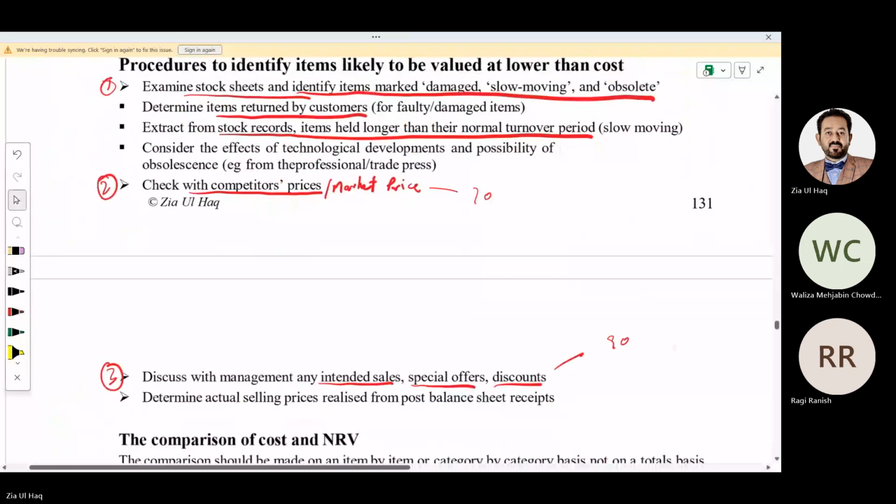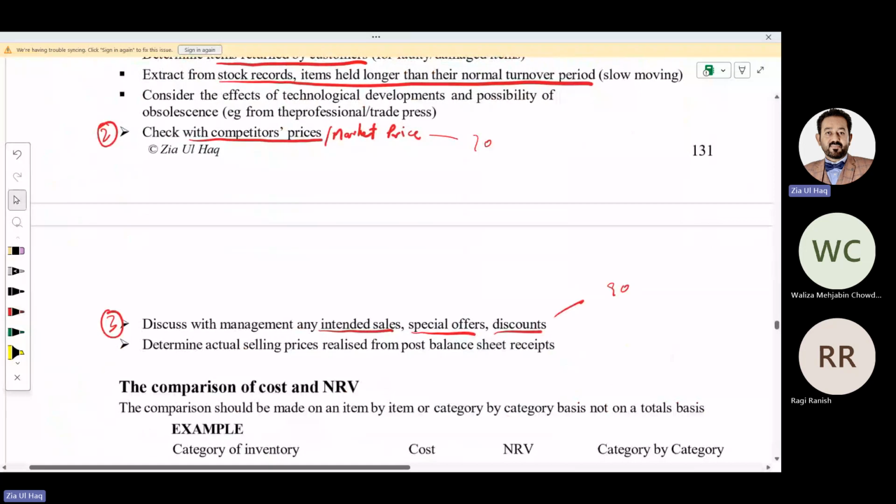And then after year end, in the post balance sheet period, when those items are going to be sold, what will we do? We will inspect the invoices. By inspection of sales invoices, we will be able to understand at what selling price these items are going to be sold.